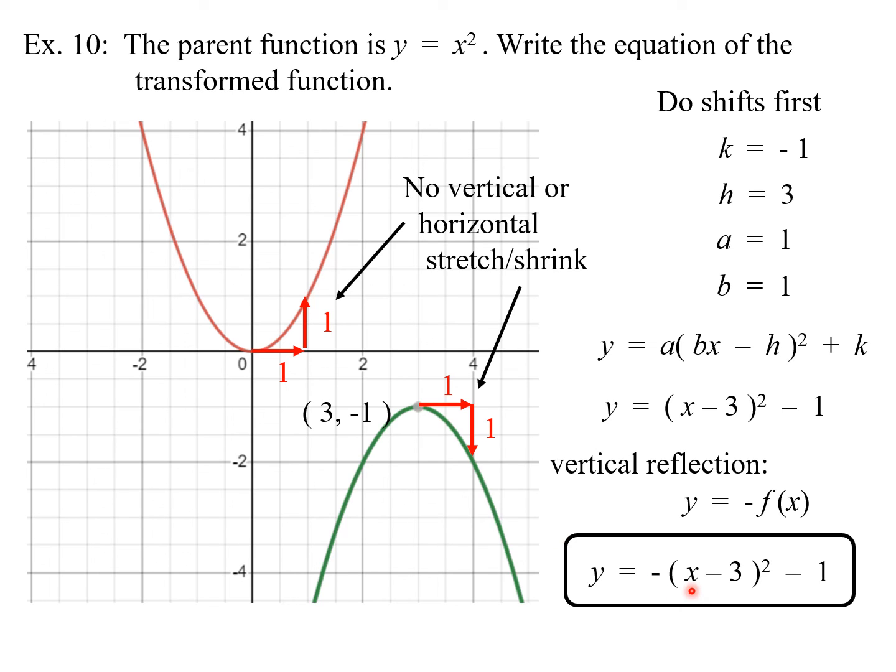Let's put 2 in for x. 2 minus 3 is negative 1. Negative 1 squared is positive 1. That makes it a negative 1. And then negative 1 minus 1 is indeed negative 2. Okay? Just for fun, we could test a different point, like 4, negative 2, or something else.